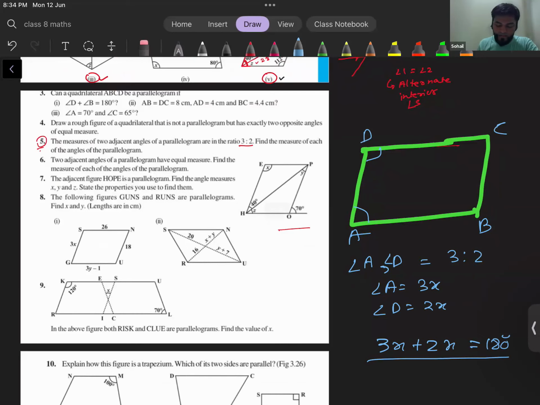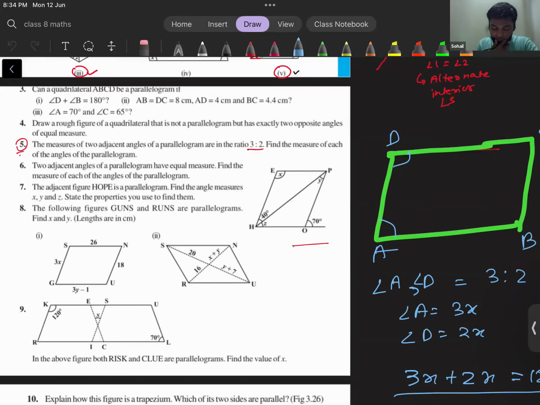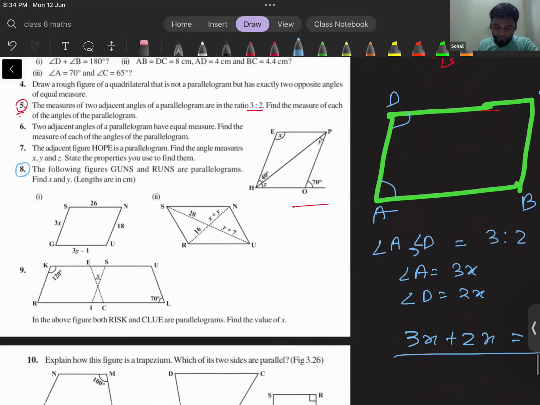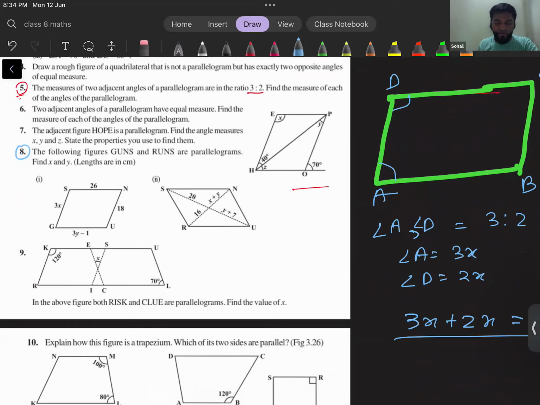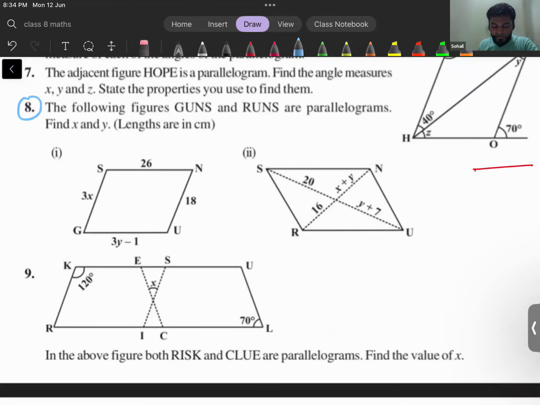And see, some other questions are also pretty simple to solve here. Like see question number 8 here. The figures are given here, you guys need to find the value of x and y. See, these two sides 26 and 3y minus 1 are going to be equal since they are opposite sides, and we know opposite sides of a parallelogram are equal in length. So you will simply equate them. 3y minus 1 equals 26. From here you can find out the value of y.